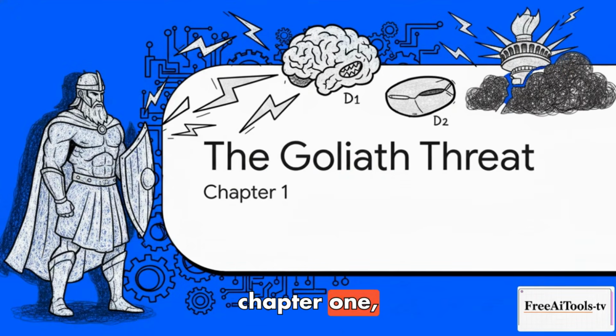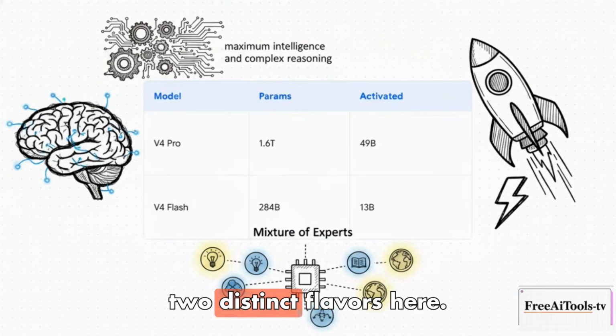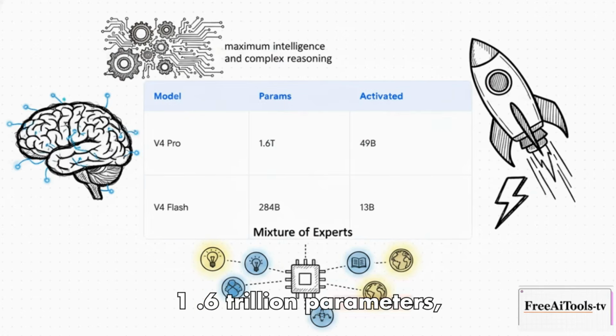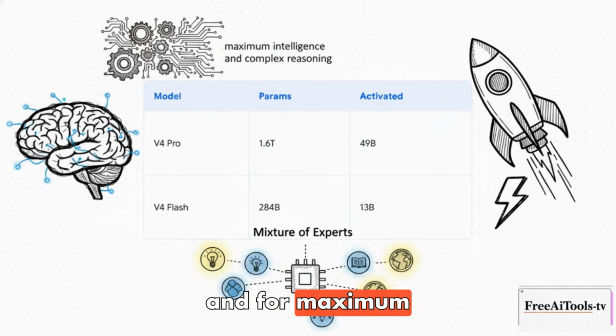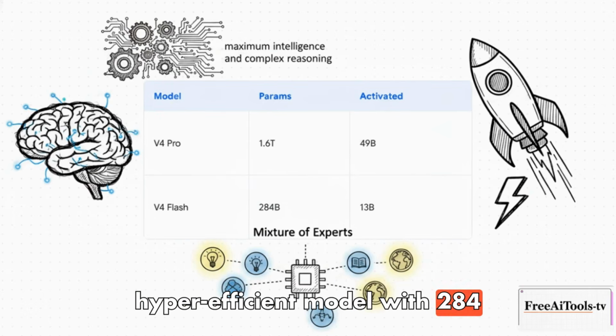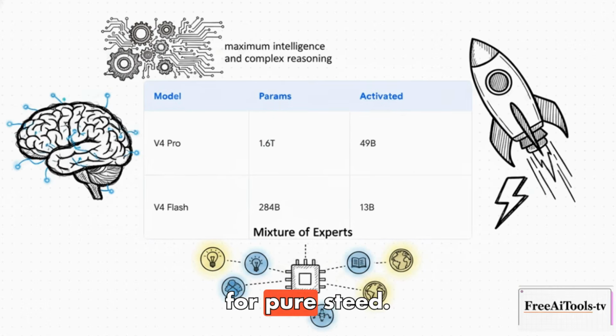All right, Chapter 1, the Goliath threat. So DeepSeek actually released two distinct flavors here. First up, we've got V4 Pro. This is their flagship powerhouse, 1.6 trillion parameters, built purely for maximum complex reasoning. But then there's V4 Flash. This is a lean, hyper-efficient model with 284 billion parameters built for pure speed.